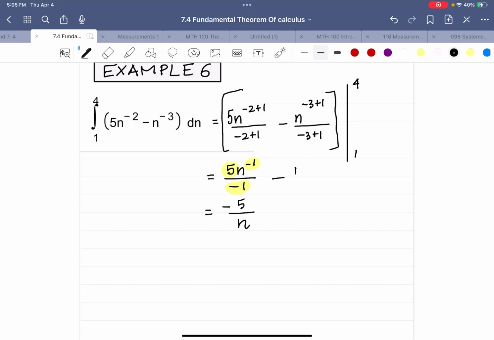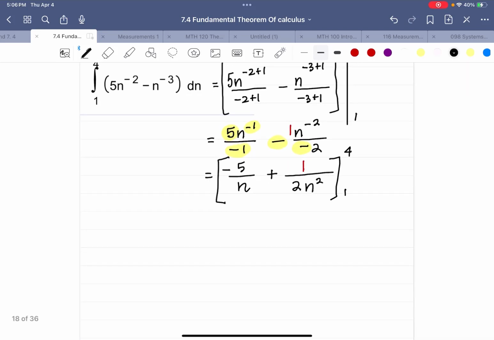Minus n to the negative 2 over negative 2. So we've got to be careful here. I got a minus and a minus. That's going to make a plus. That n to the negative 2 is going to the denominator with that 2, which means I need to put that 1 coefficient in the top. And so this is what I have to evaluate: negative 5 over n plus 1 over 2n squared, evaluated at 4 and 1.